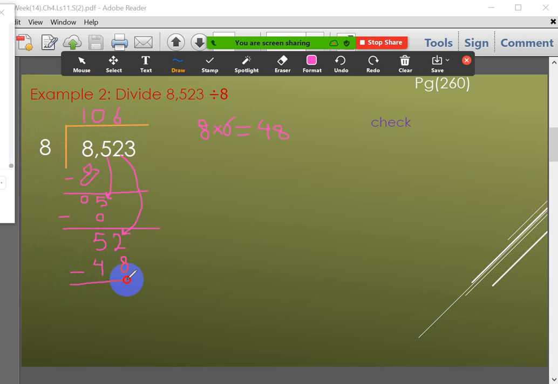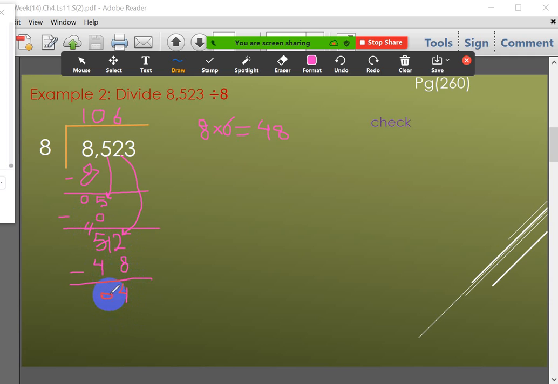Then I have to subtract. 2 minus 8 equals what? I can't take 8 from the 2, so I have to borrow from the 5. This one will be 4, and this 2 will be 12. Now 12 minus 8 equals what? Equals 4. Very good, girls. And 4 minus 4 equals 0.